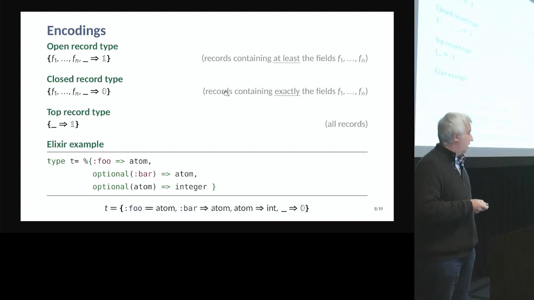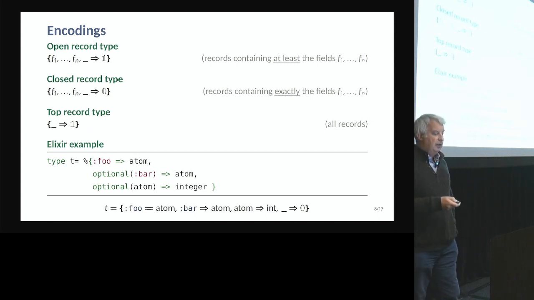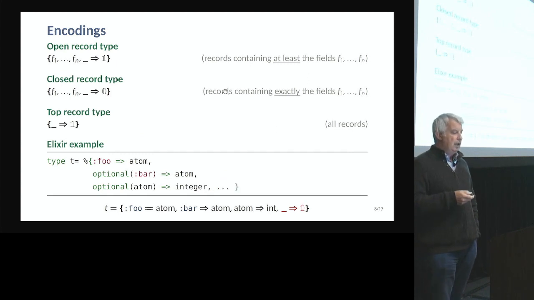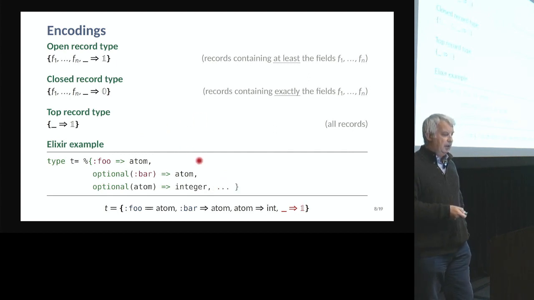The Elixir example I showed you before is encoded here by this type that says foo is mandatory, mapped to atom, bar is optional, mapped to atom, any other atom is mapped to int, and everything else is mapped to 0, because in Elixir, record types are closed, okay? And if you want to write an open record type in Elixir, you write ... here, and so you put a 1 here.